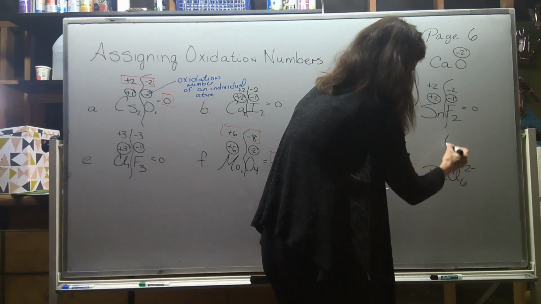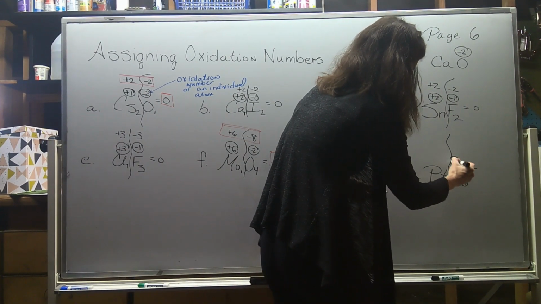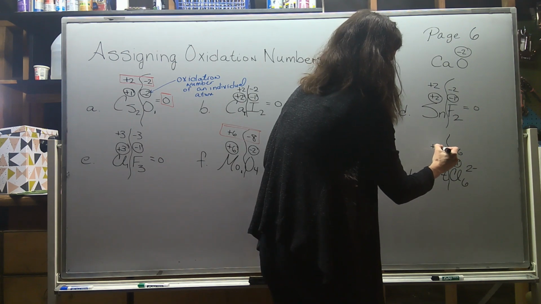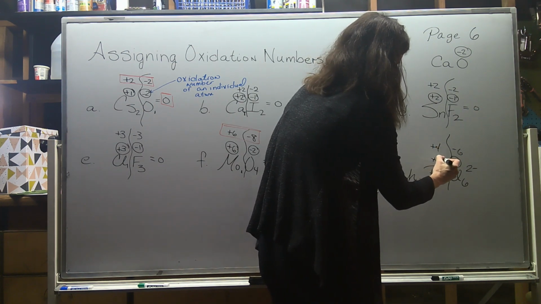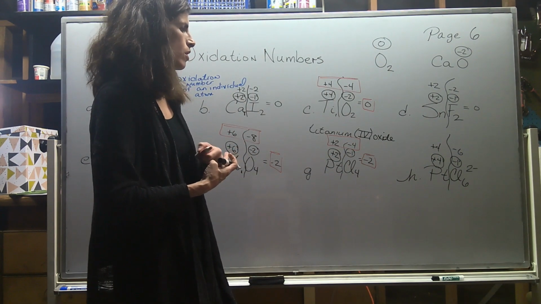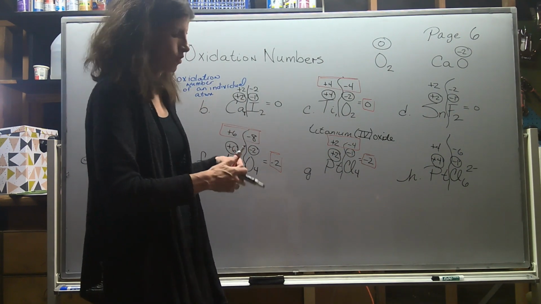Very similar looking compound, except now there's 6 chlorines. So platinum in this example has a +4 oxidation number, even though it looks super similar.